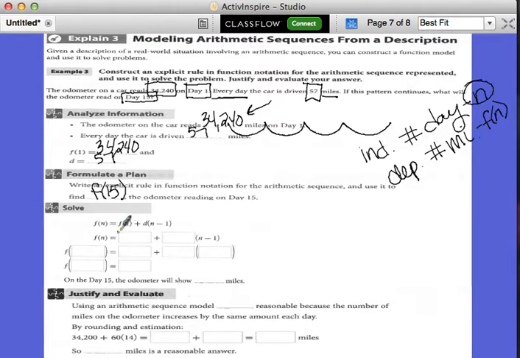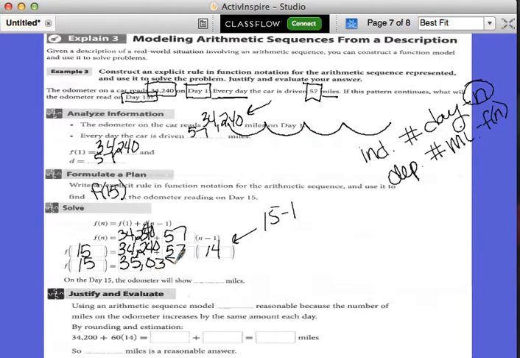Okay, again, my f of 1 is 34,240. Oops, that's supposed to be a 4. Plus my common difference, which is 57. Now I want to know f of 15. These numbers don't change, so 34,240 plus 57 times, for this, 15 minus 1, which is 14. And then if I do the math, which I know you guys can do, so I'm just giving you the numbers here. So on day 15, the odometer will read 35,038 miles.